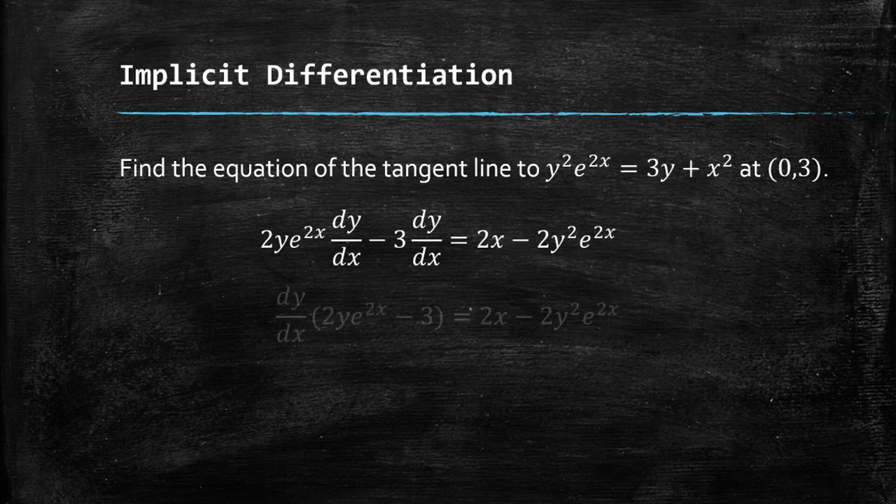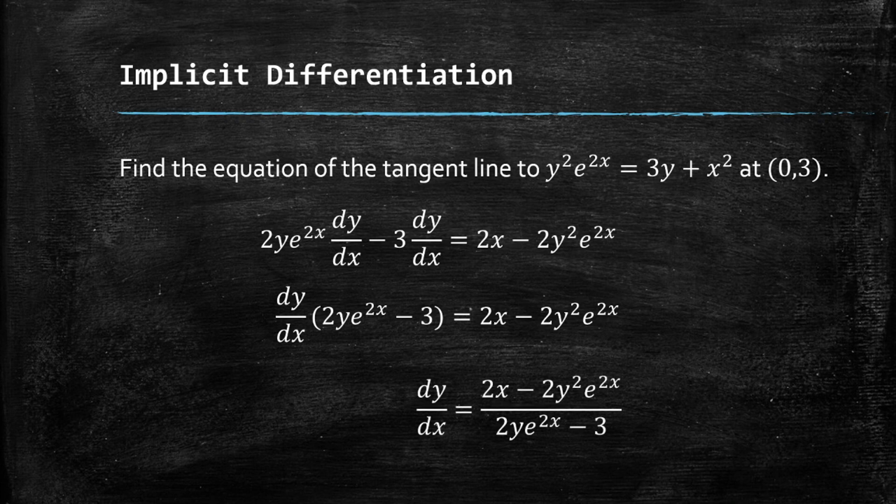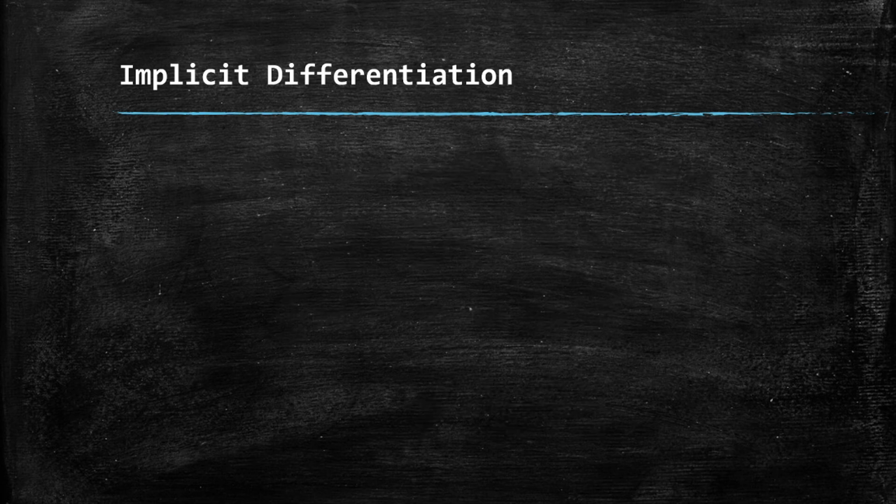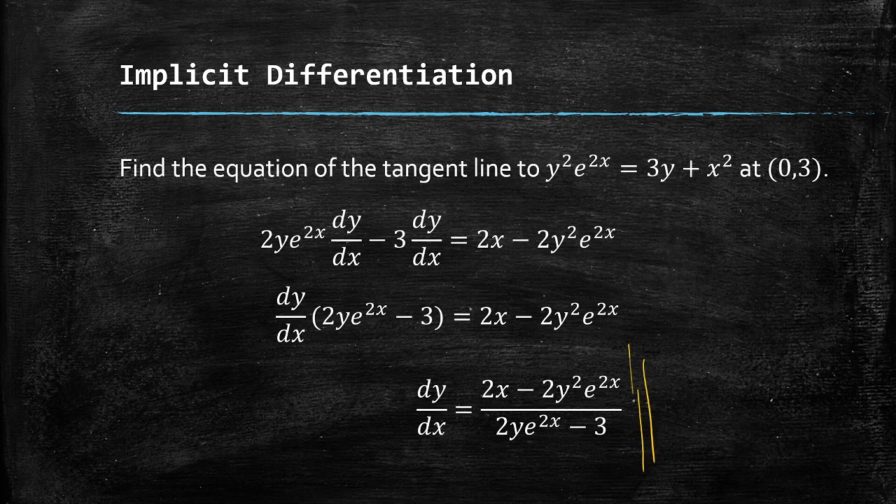Okay, and then we can factor out dy/dx on the left side and divide both sides by 2y e to the power of 2x minus 3, so that dy/dx will remain at the left side, with no other terms aside from dy/dx. And this will be our derivative, the formula for the derivative of our equation.